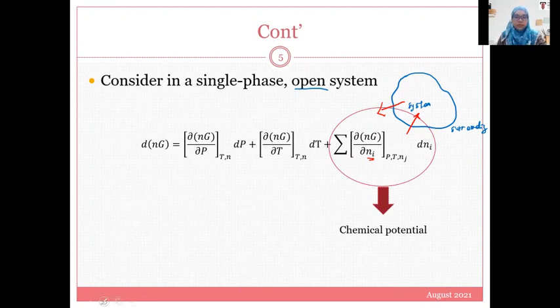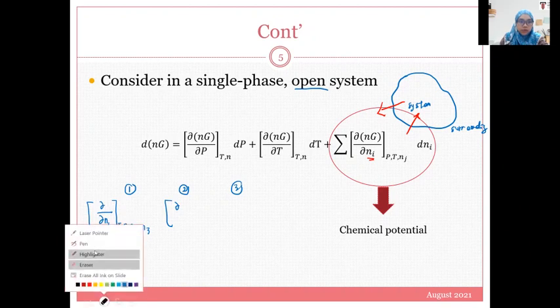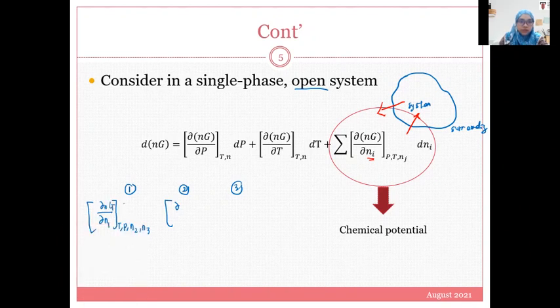Okay, let me explain further about this. Since this involves a summation, you should consider how many components are in the system. For example, in our system, we have 3 components. So for the first term, it is ∂(nG)/∂n1 at constant temperature, pressure, and constant components 2 and 3. For the second component, if we consider the moles, I should include the number of moles for the G as well. So ∂(nG)/∂n2 at constant temperature, pressure, and component 1 and component 3.